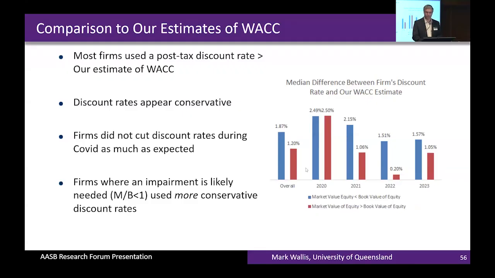Overall, you can see I've broken it down between the firms where we expect an impairment, or impairment is more likely, in the blue bars, and the firms where an impairment is less likely, which are the red bars. You can see that there's not much evidence that firms are understating their discount rates, even if they look like they need to take an impairment. So to me, the discount rates looked slightly conservative.